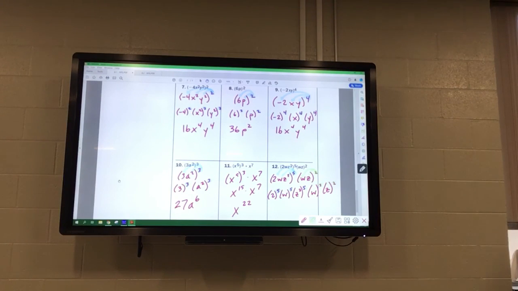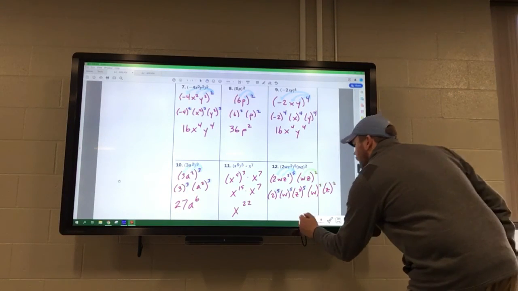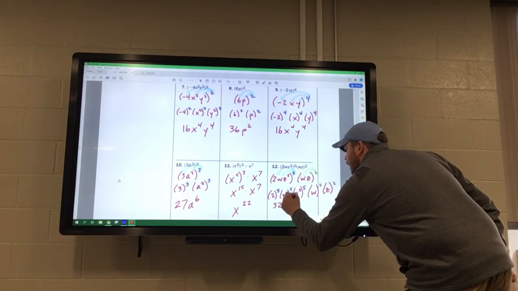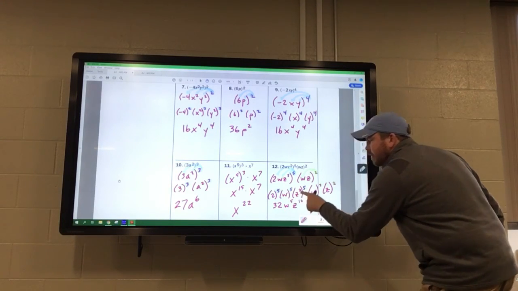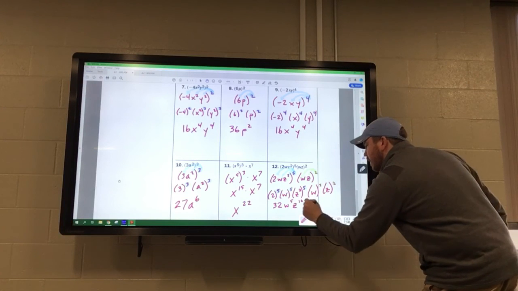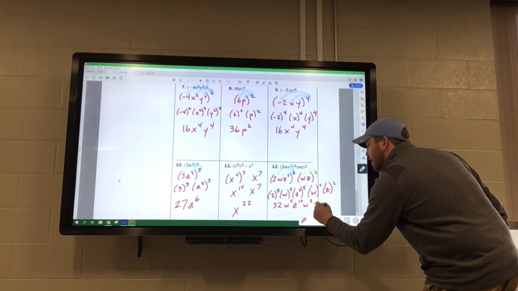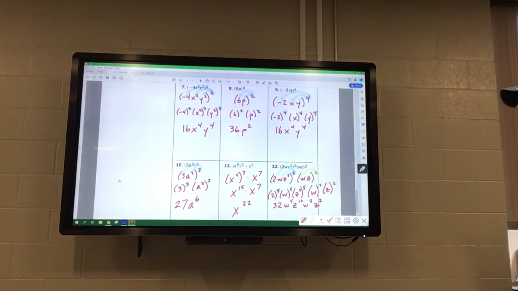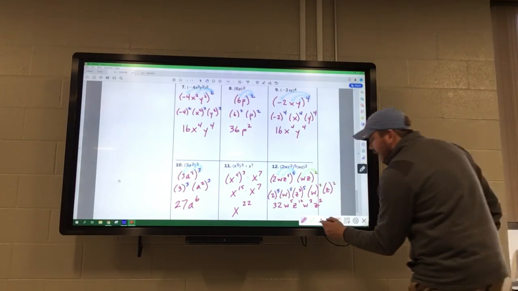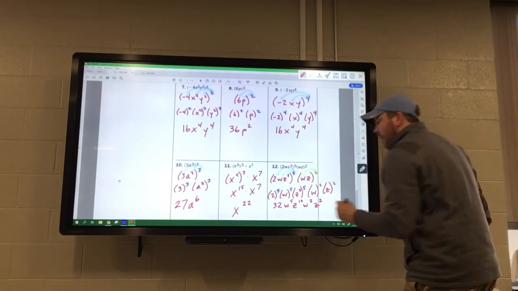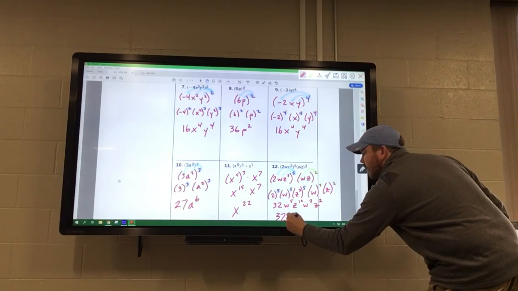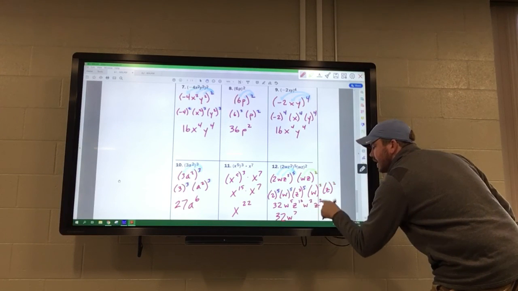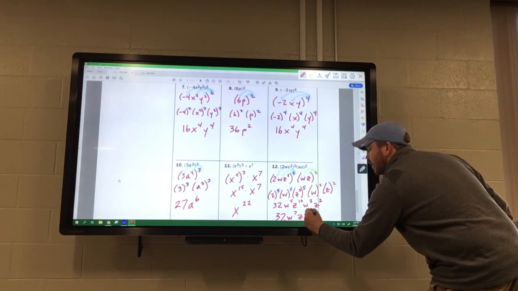So let's simplify a little bit. 2 to the 5th is 32, w to the 5th, z to the 10th, because we're raising a power to another power, we need to multiply the exponents. Then we have w squared and z squared. Combining whatever we can, we're left with 32. W to the 5th times w squared is w to the 7th. Z to the 10th times z squared is z to the 12th.